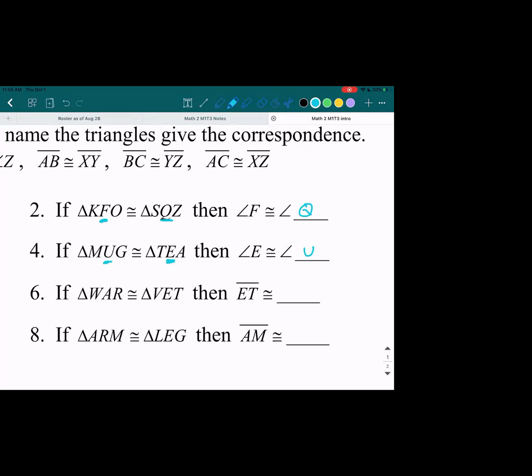Okay, if triangle WAR is congruent to triangle VET, then line segment ET is congruent to line segment AR. They're both the last two letters over here. Okay, if triangle ARM is congruent to triangle LEG, then segment AM, so the first and third, LG. LG. Good job. Good, good.